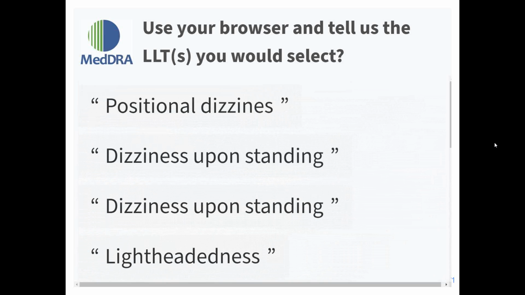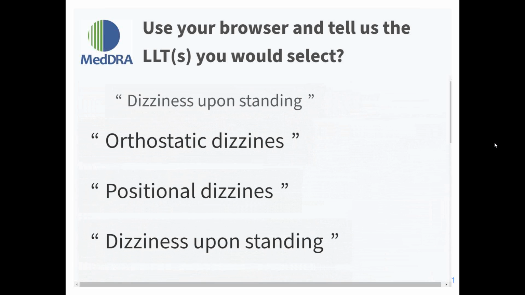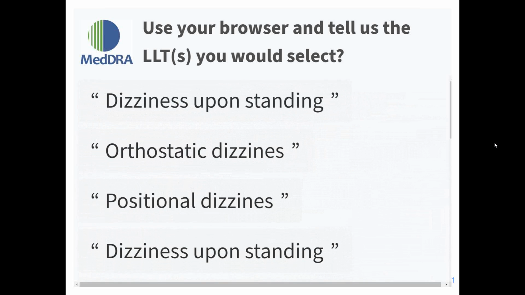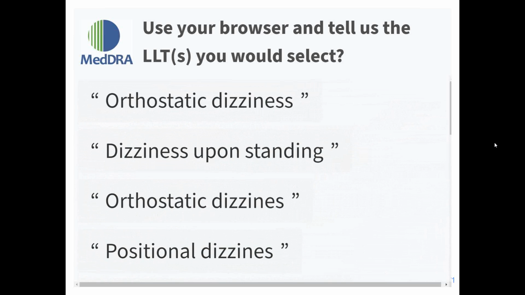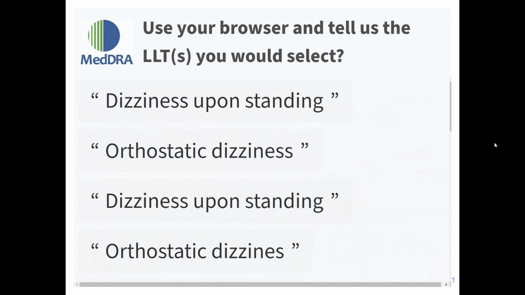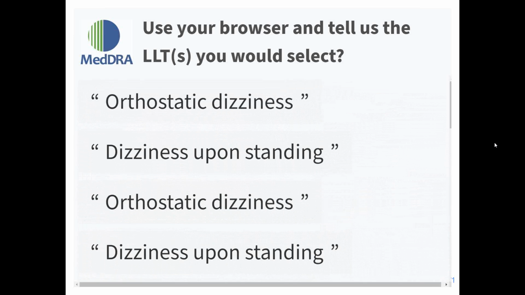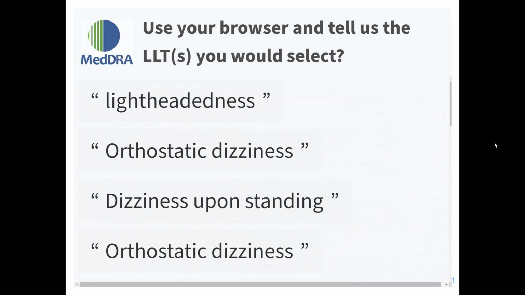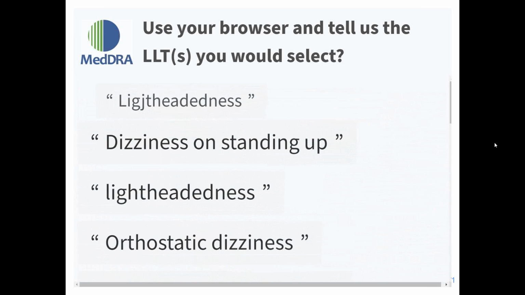Positional dizziness, orthostatic dizziness. We always try to keep as close to the verbatim as possible when coding. So well done. Orthostatic dizziness, dizziness upon standing, lightheadedness again. On standing up.